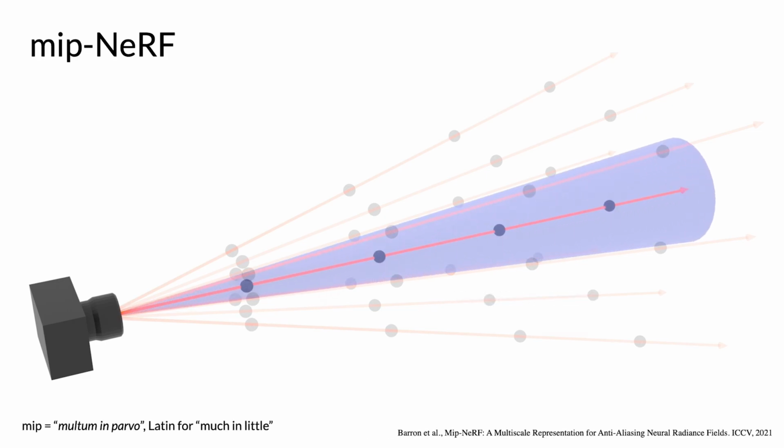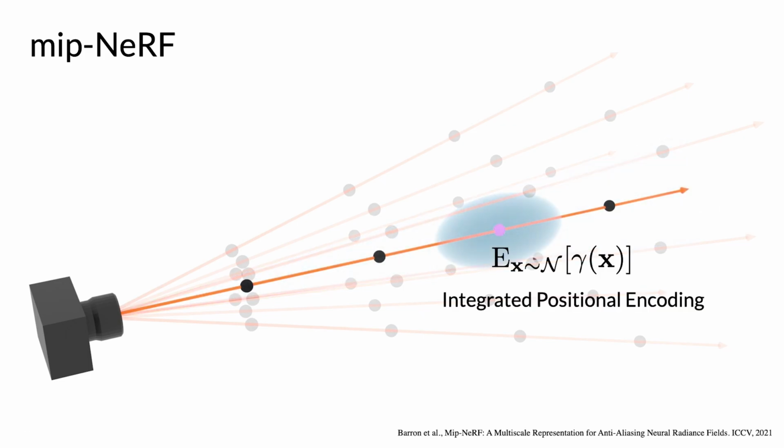There's a follow-up to NeRF called MIP-NeRF, where instead of casting a ray and sampling points along that ray, you cast a cone and sample conical frustums along that cone. Then instead of encoding points along the ray, you featurize entire volumes along the cone by using an integrated positional encoding. This fixes NeRF's aliasing problems and significantly improves image quality.